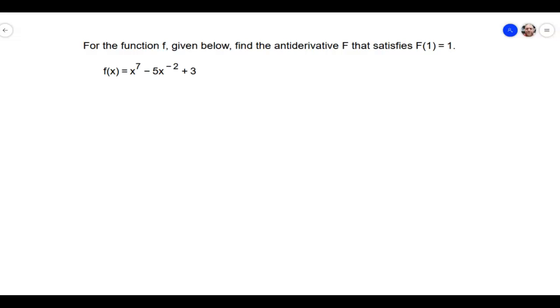Today I'm taking a look at another question from section 4.9. This is similar to number 21. This is for the function f given below. Find the antiderivative F that satisfies F of 1 is equal to 1.